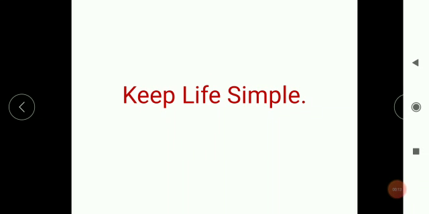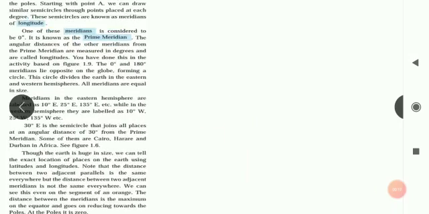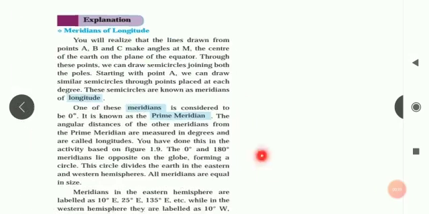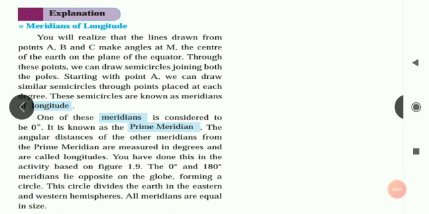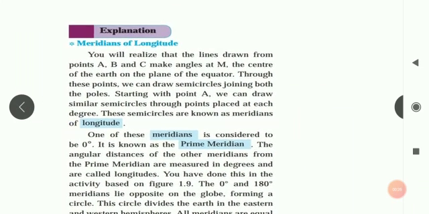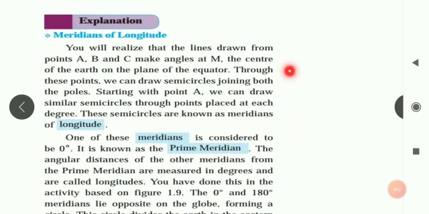So let's continue with our lesson reading, which we had already started. Yes, this is our next page. Remember last time I have drawn some diagrams for you. Yes, so we are going to continue with the explanation of those diagrams. Meridians of longitude. So let's see what is written in your textbook.